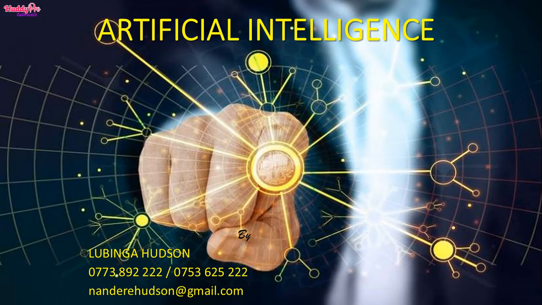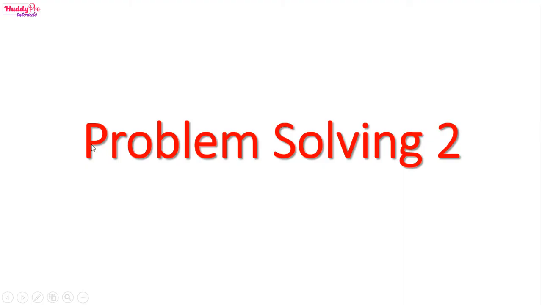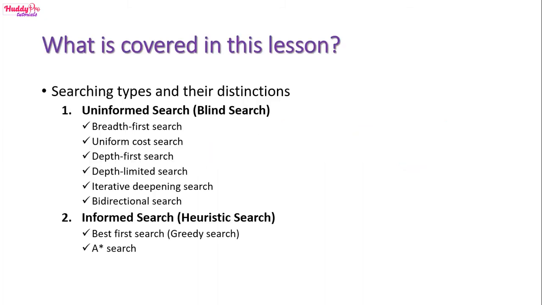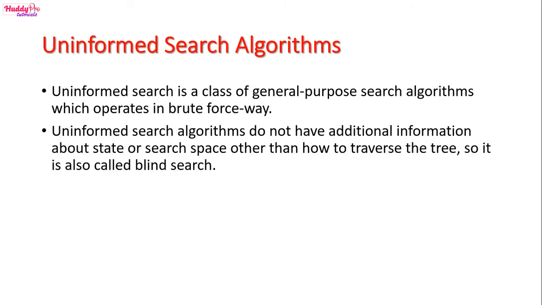Okay, this time we are going to look at the second part of problem solving. This lesson is going to cover searching types and their distinctions. So just like we said last time, we have two search strategies: uninformed search or the blind search, and then the informed search or the heuristic search. So we're going to look at them one by one. If we finish all of them, that will mark the end of the lesson.